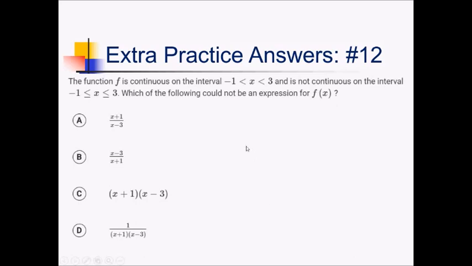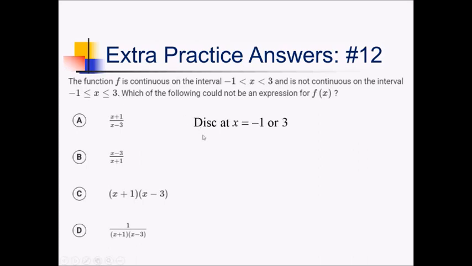On this problem, we're told that f is continuous on the interval from -1 to 3 and not continuous on the interval from -1 less than or equal to x less than or equal to 3. So it's the difference between an open and a closed interval. So which of these following could not be an expression for f of x? So we need to find something that has a discontinuity at either -1 or +3.